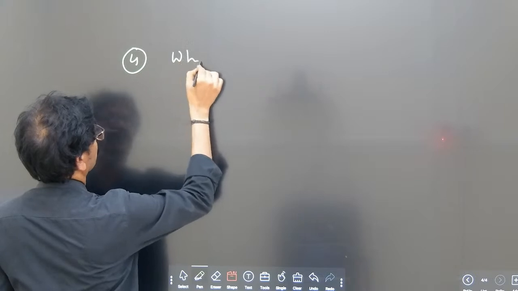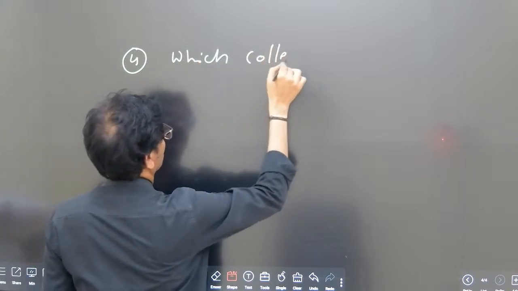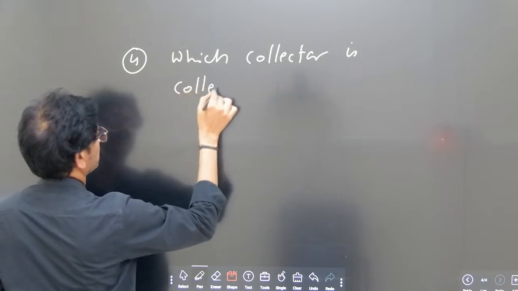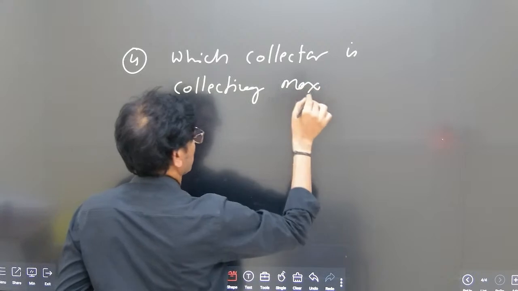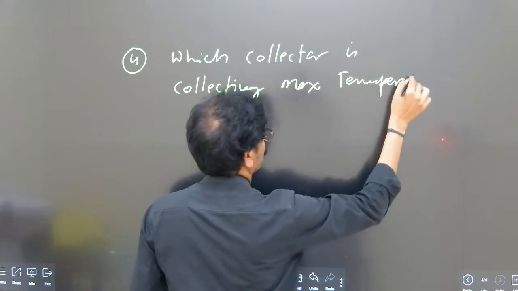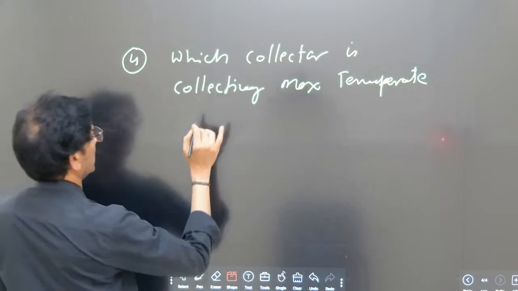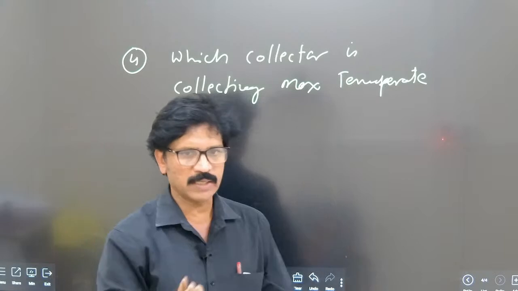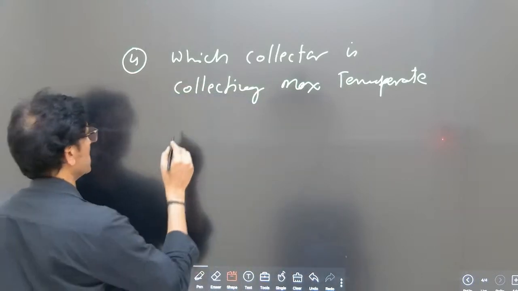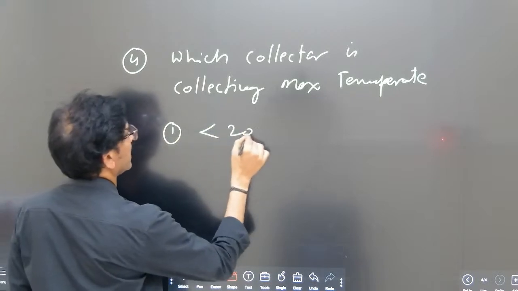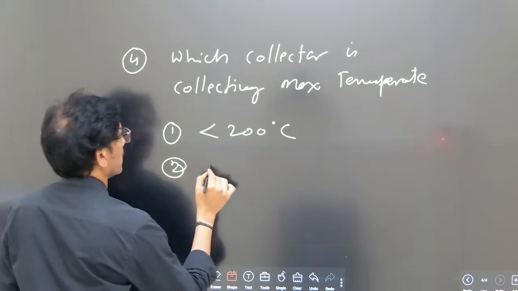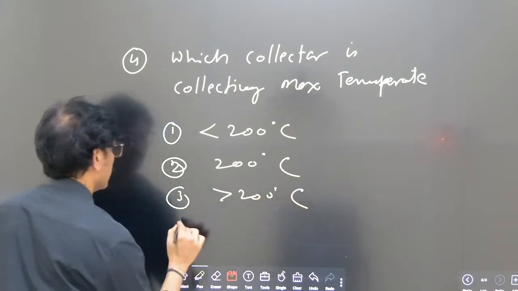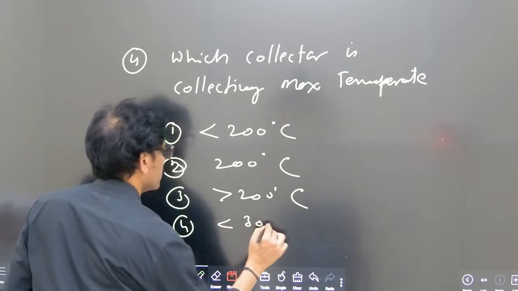Which collector is collecting the maximum temperature? Already we have the different types: flat plate collector, curvature, parabolic, solar tracking system, solar ponds. So the maximum temperature, see: bit 1, less than 200 degrees centigrade; bit 2, approximately 200 degrees centigrade; bit 3, greater than 200 degrees centigrade; fourth one, less than 300 degrees centigrade.